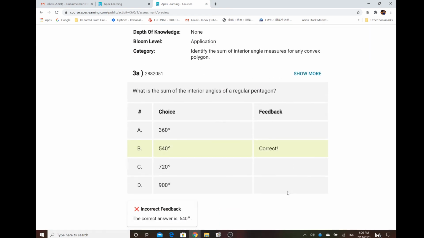And then number 3, what's the sum of the interior angles of a regular pentagon? The way to do it, n minus 2 times 180. So it's 5 minus 2, which is 3. 3 times 180, which is 540. So we're using the same formula that we talked about for the previous one.